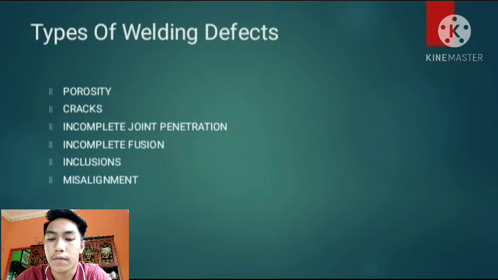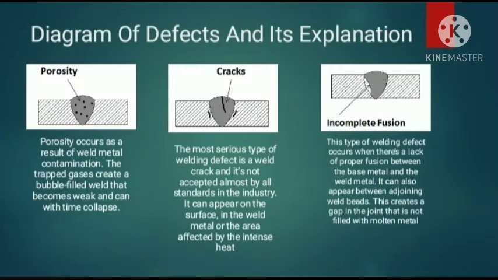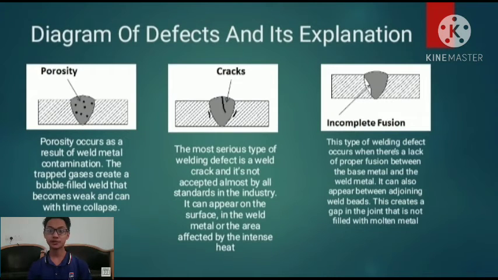Types of welding defects: porosity, cracks, incomplete joint penetration, incomplete fusion, inclusion, and misalignment. Diagram defects and its explanation. Firstly, porosity. Porosity occurs as a result of weld metal contamination. The trapped gas creates a bubble-filled weld that becomes weak and can with time collapse.